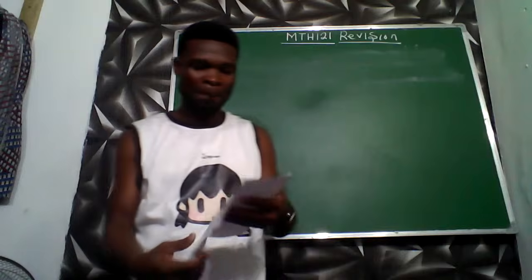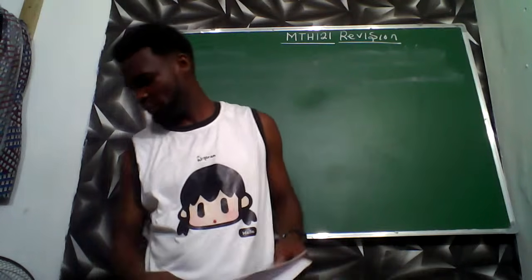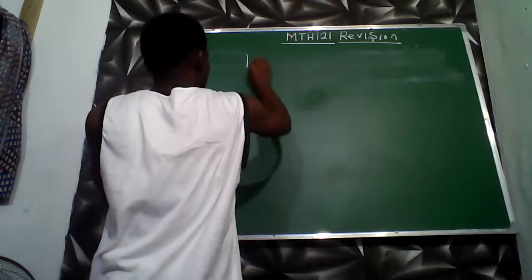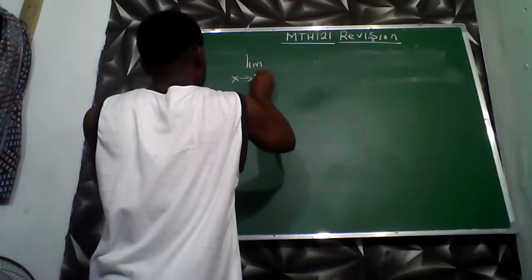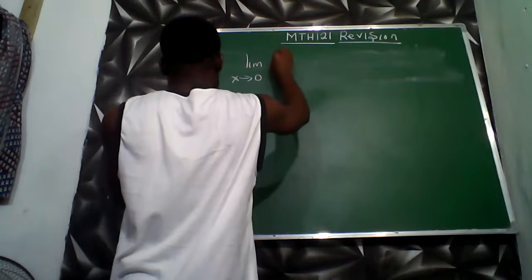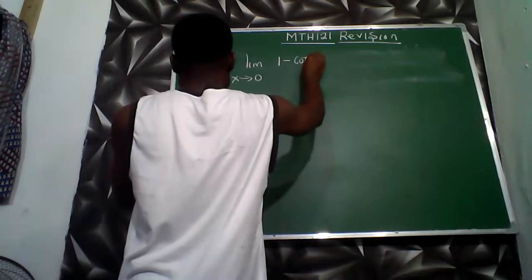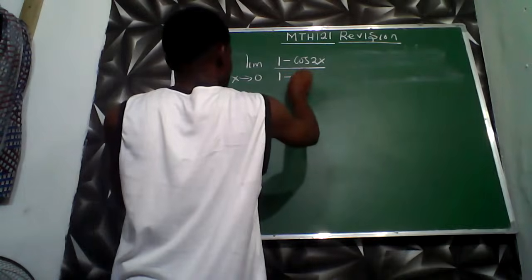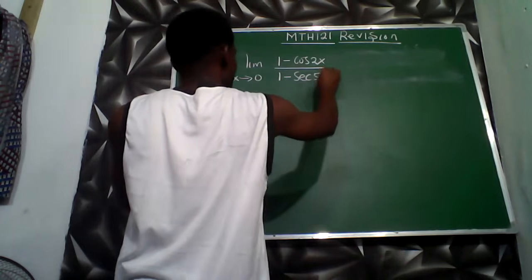Now let's start with the first question in this past question. I'm dealing with 2015, 2016 past question, and that is how to find the limit of a function. So let's say I have limits as x tends to 0 of the function 1 minus cos 2x all over 1 minus sec 5x.